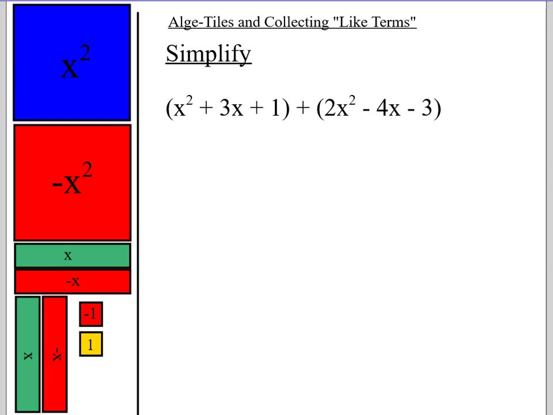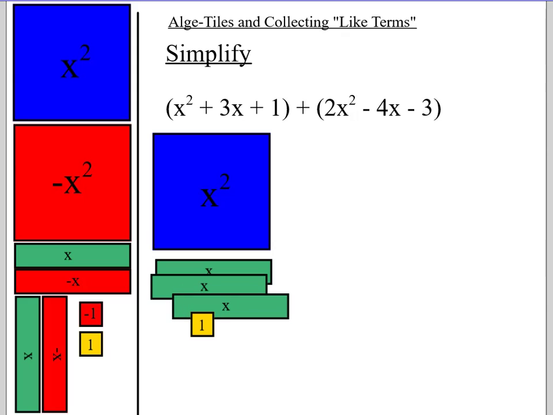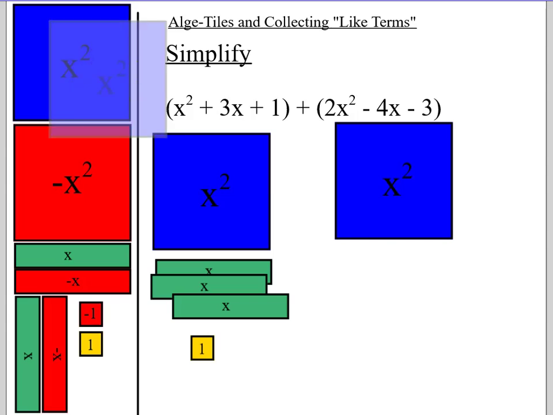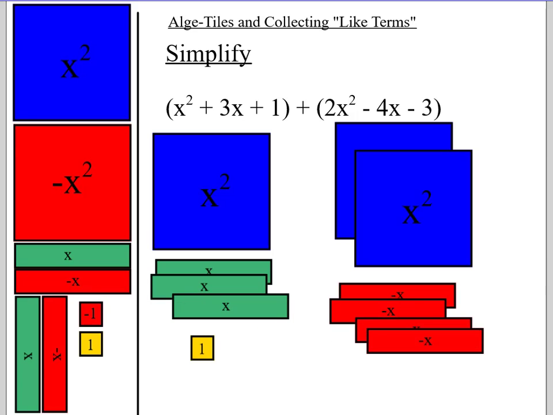Okay, so again, we have two groups being added together, an x squared plus 3x plus 1. That's one group. And to that, we're going to add a second group of 2x squared minus 4x minus 3.